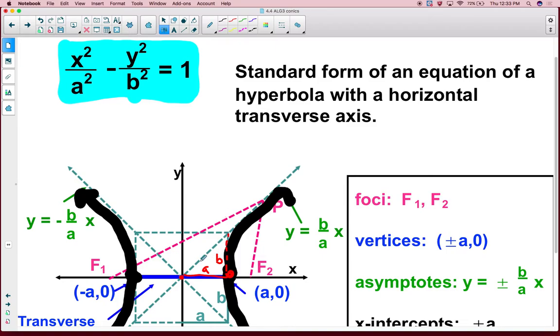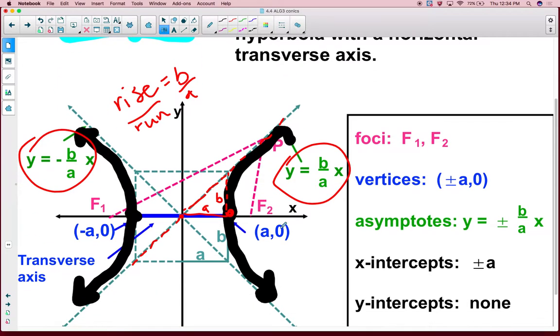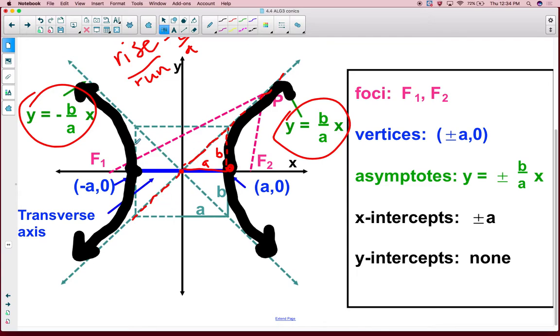So now if we draw in our asymptotes, now we're rising B and running A. That's why now your asymptotes, or the diagonals of your central rectangle, are now B over A X and negative B over A X, because you rise B and you run A amount. That's how we got these two equations for the asymptotes. Okay? Here we have no y-intercept.